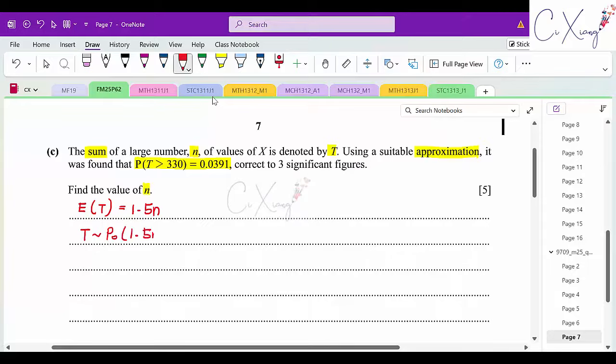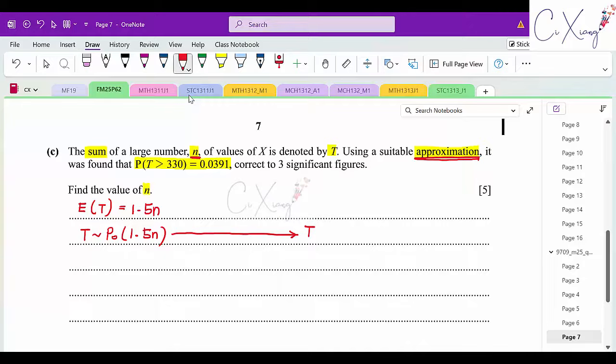It will still be Poisson distributed. Okay, for this question, they did mention that the value of n is large, and they already hint us to use the approximation. So when I have 1.5 times n, the lambda is large. There is a type of approximation in our syllabus here.